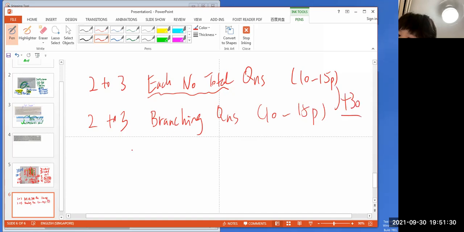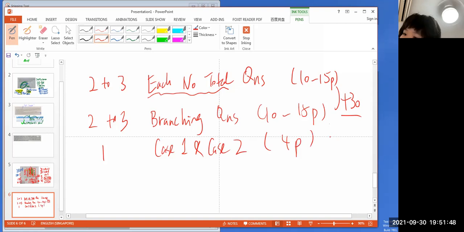Then I think you will get one question with case 1, case 2. So this will be maybe 4 points, so it's 34 already. For case 1, case 2, you just use your calculator, simultaneous equations. Then of course shaded part, area. So 2 to 3.